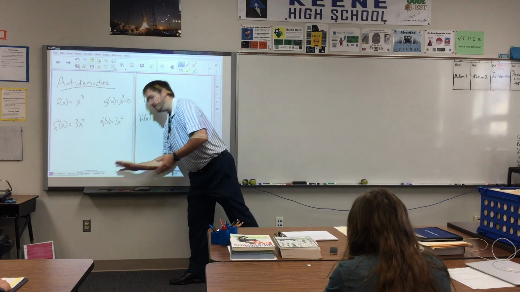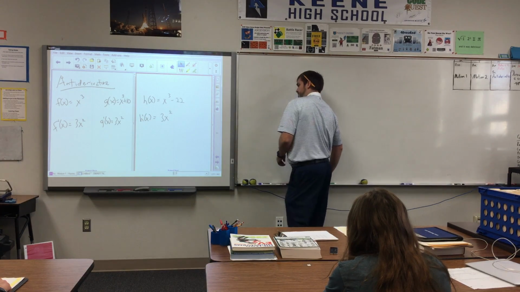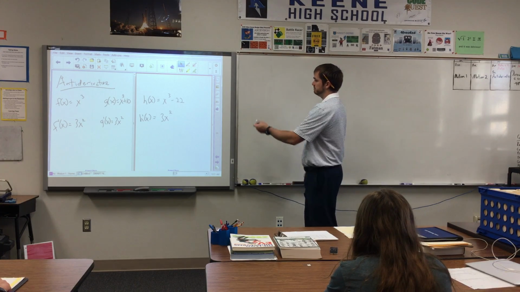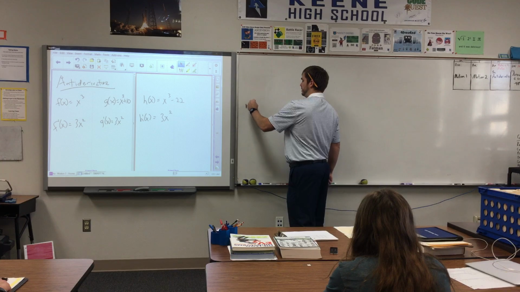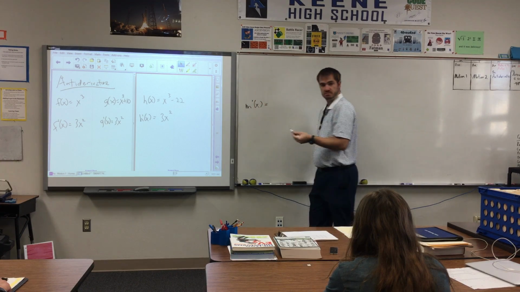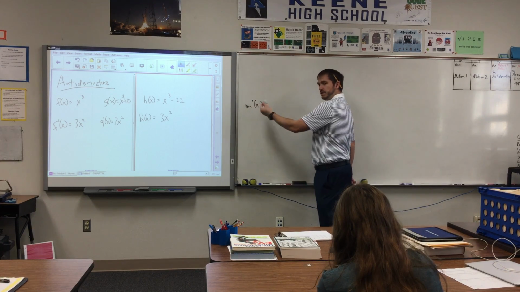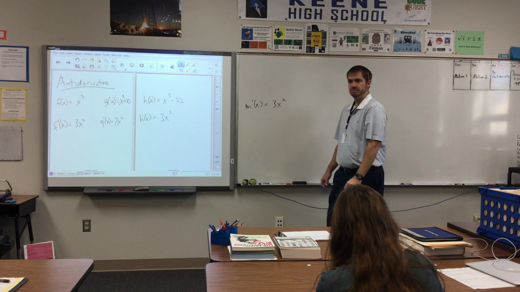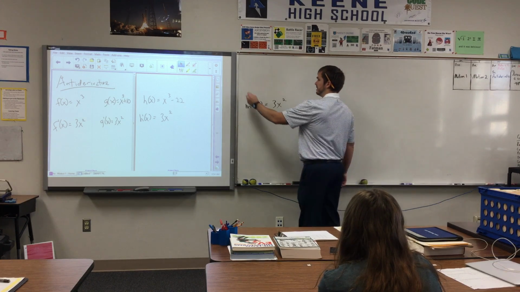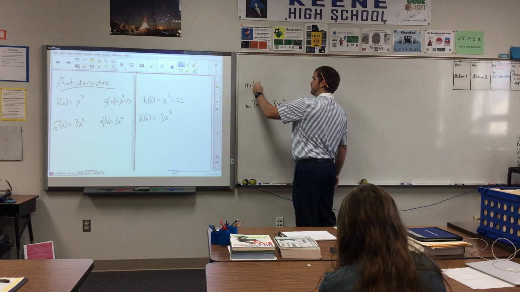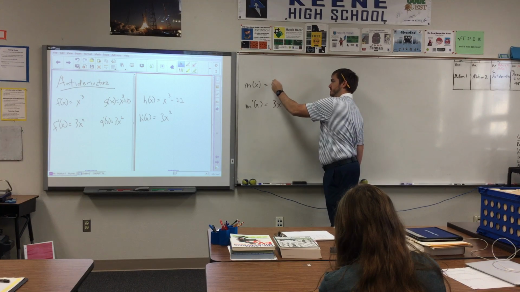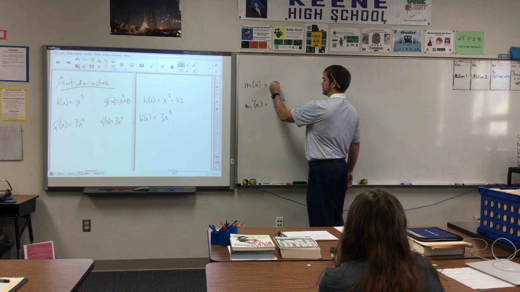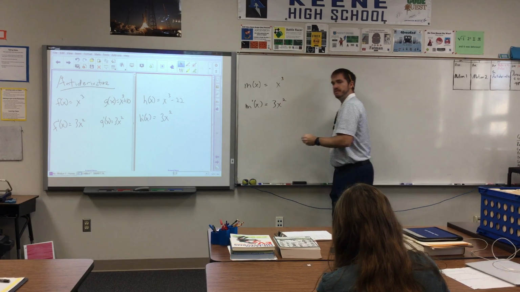All right, so no big deal. I'm going to tell you the derivative. We'll call it m prime of x. So I'm going to tell you the derivative. It's 3x squared. What is the original function? It could be x cubed. Plus or minus, I think.